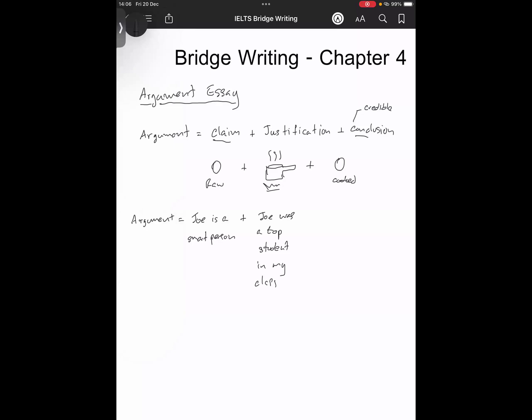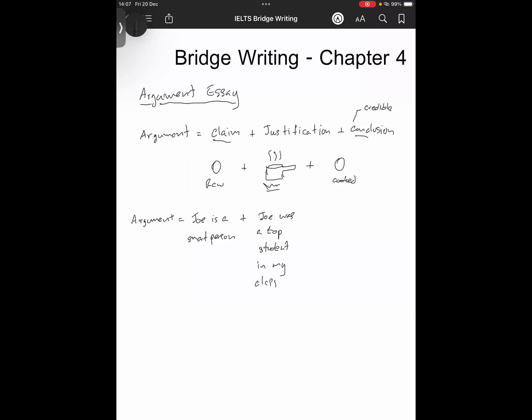So if I try to convince you to accept that Joe is a smart person by saying that he was a top student in my class, would you believe me? Not really, right? Some people might believe me. Those people who believe me might have been my friends, my classmates. If you were my classmates, then you would understand how difficult it is to make it through to the end.